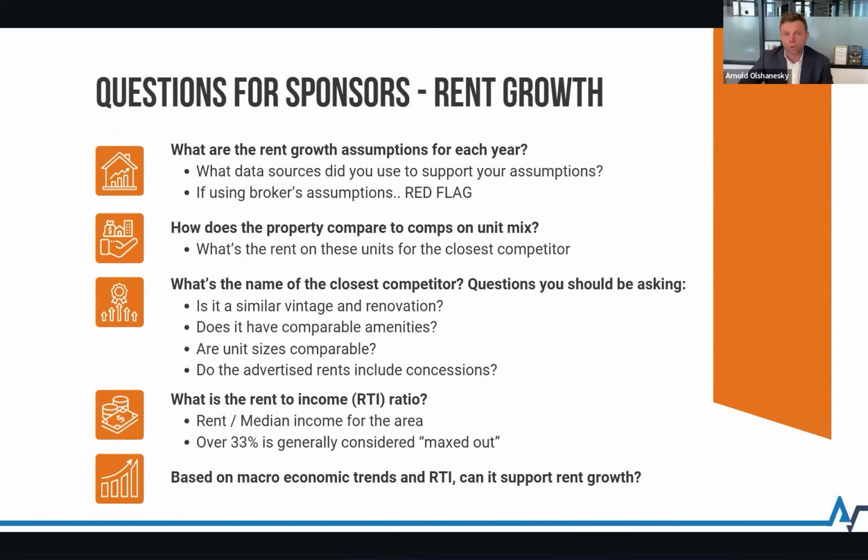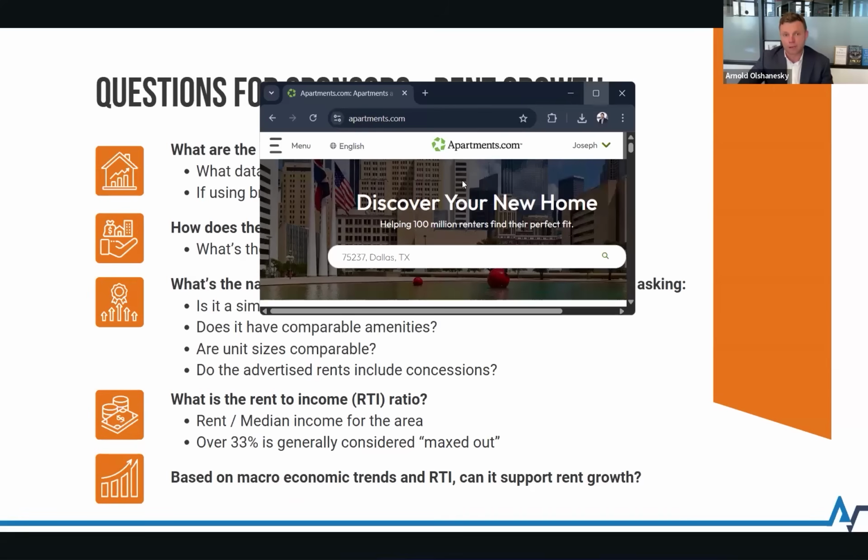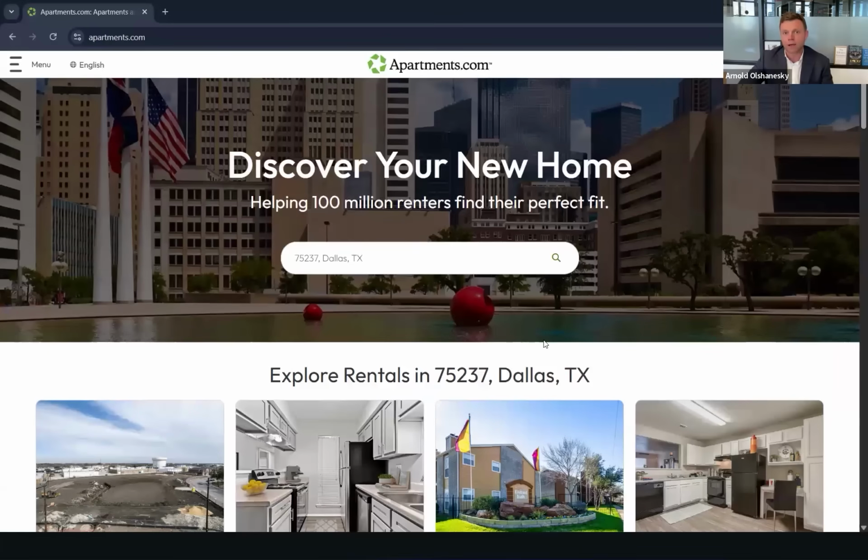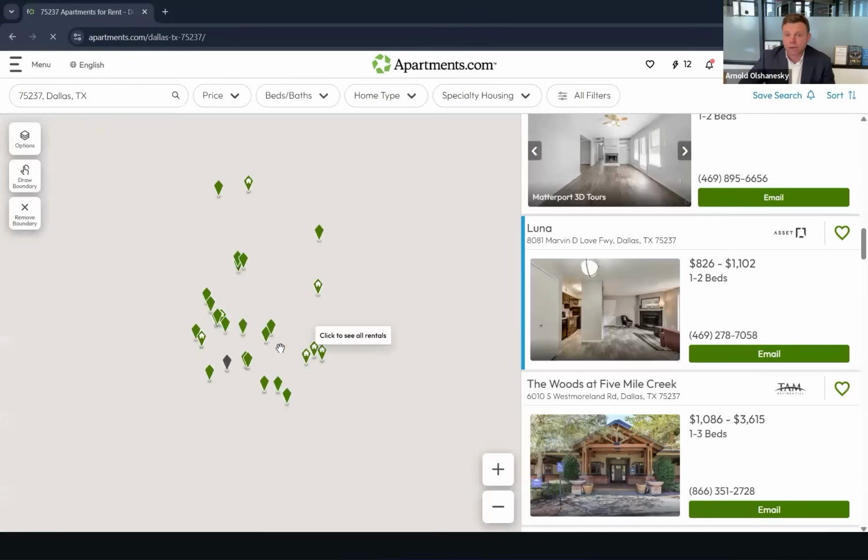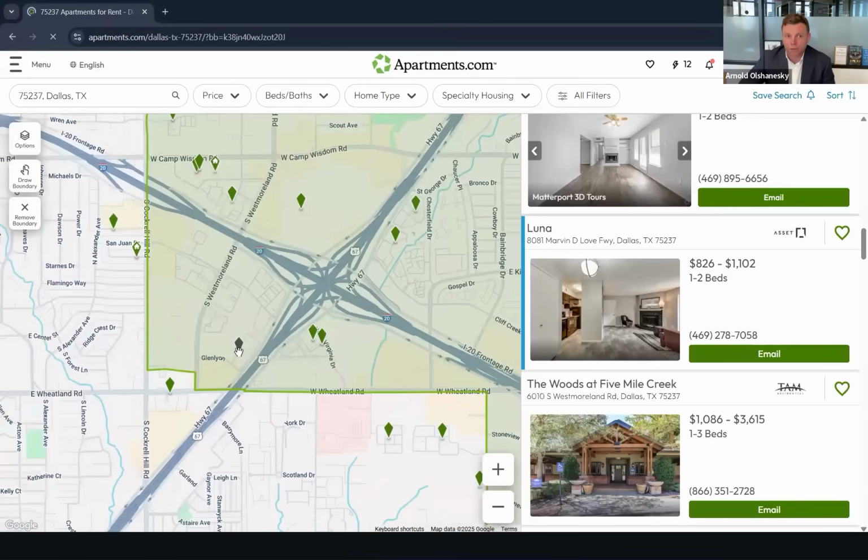So the next thing that you would want to do is go on apartments.com. Apartments.com is where all of these big properties advertise their listings and their units. Now I'm going to show you an example of a deal we were just underwriting.